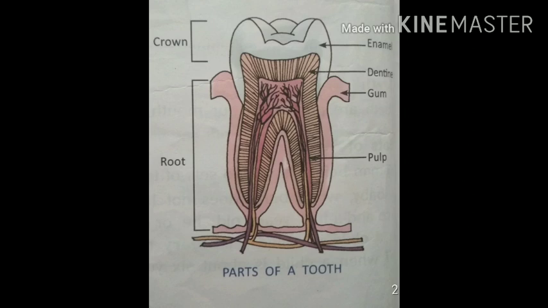And listen students, the outermost white part is the hardest substance of the body and it is known as enamel. Below the enamel there is a hard dentine, and inside the dentine there is pulp. In the pulp there are blood vessels and nerves, and it forms the central part of the tooth. Now after this we will learn about how to take care of our teeth. So our next topic is taking care of teeth.